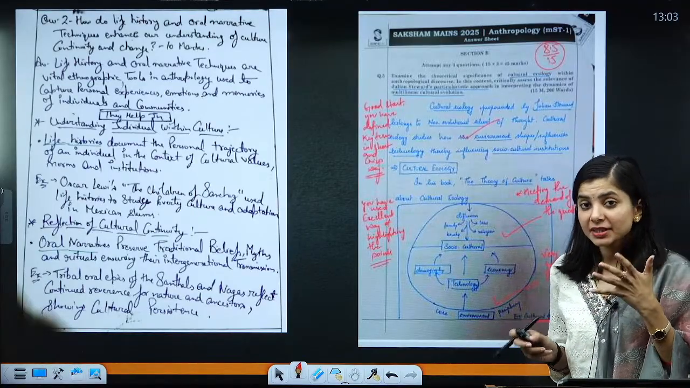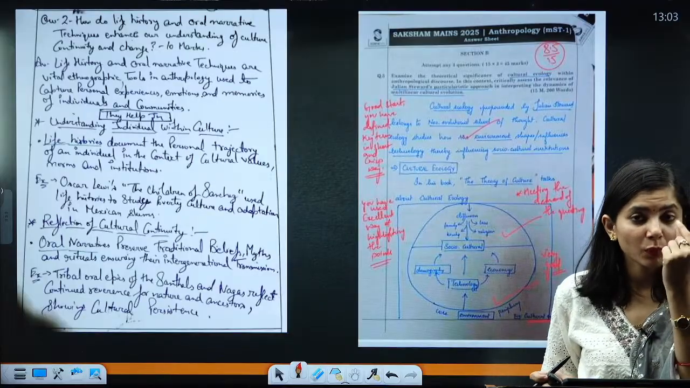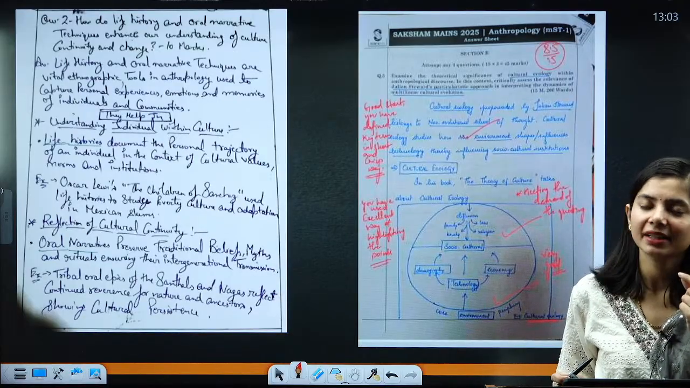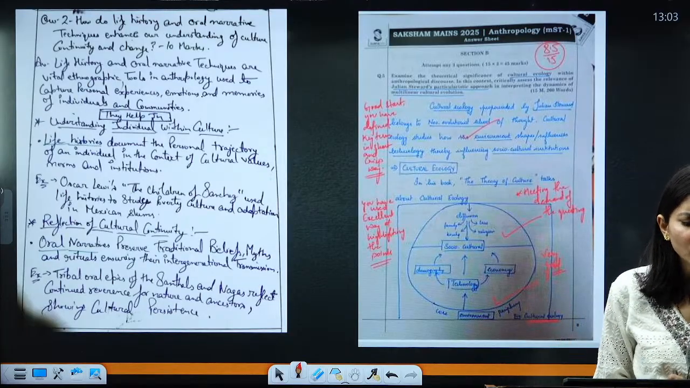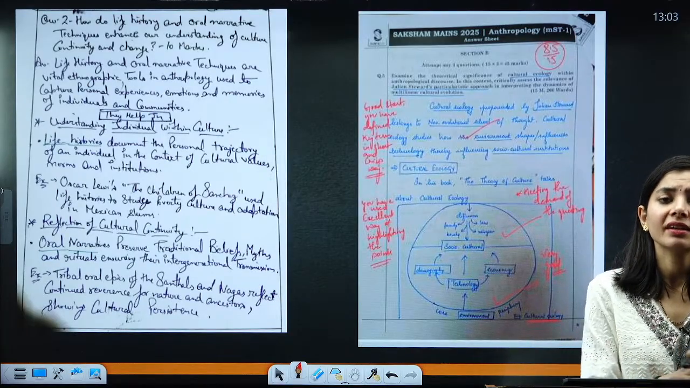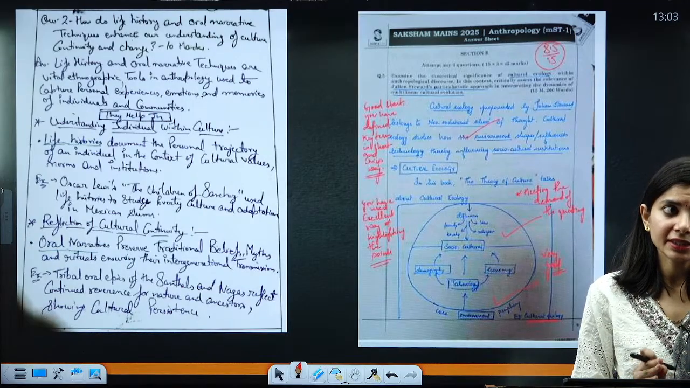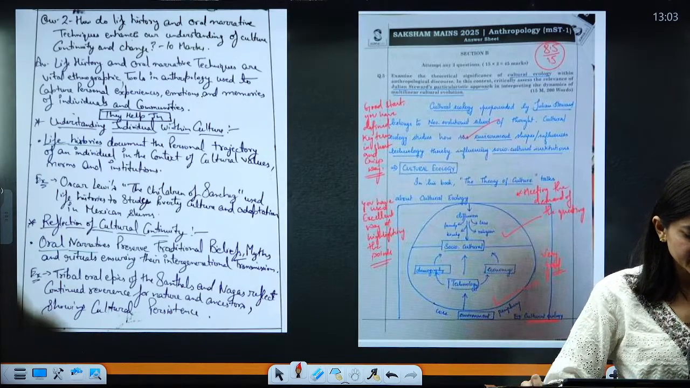Now, between 6 or 7, each one mark in the UPSC matters a lot. So that's how you can understand answer writing. It is the most important one, and when you are writing answers, you should be dedicated to it.